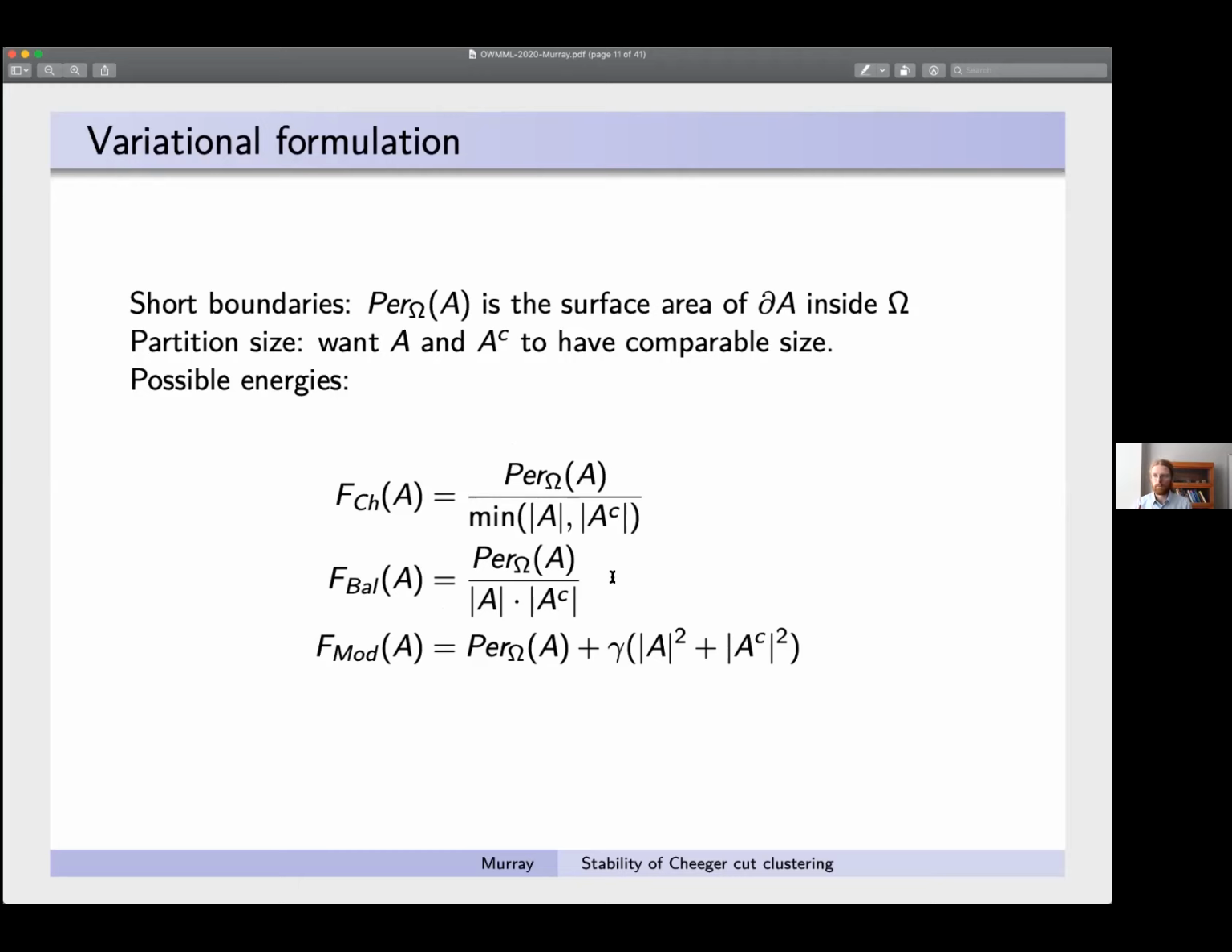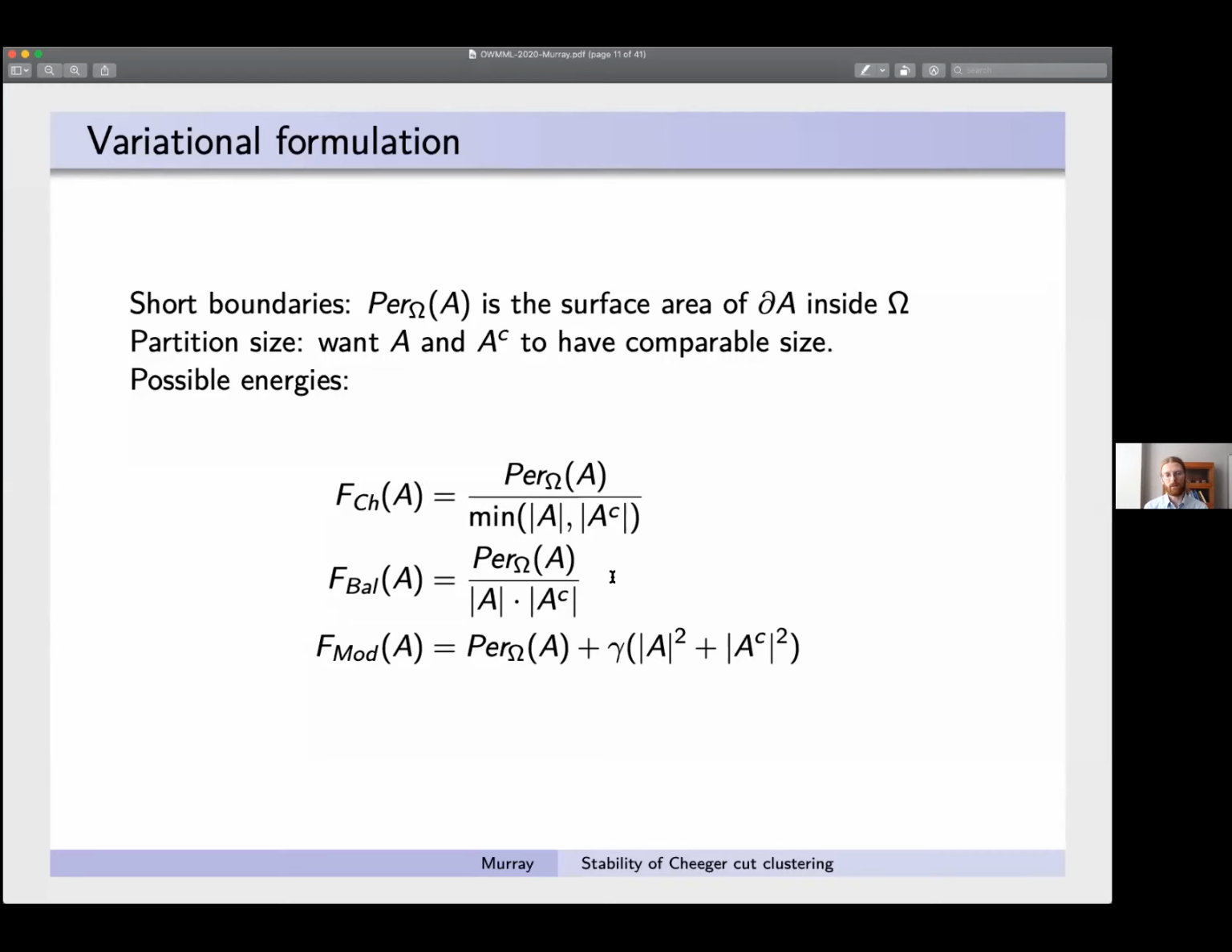And when I say that I want the partitions to have comparable size, there are various ways that I could implement this in a cost functional. So the first example that I write here is what's called the Cheeger energy, and it simply takes the perimeter of A and divides it by the minimum of the volume of A and the volume of A complement. Now I've written this in a very simplistic form, forgetting about the measure mu, but with the measure mu, all you do is replace those vertical bars with mu of A and mu of A complement.